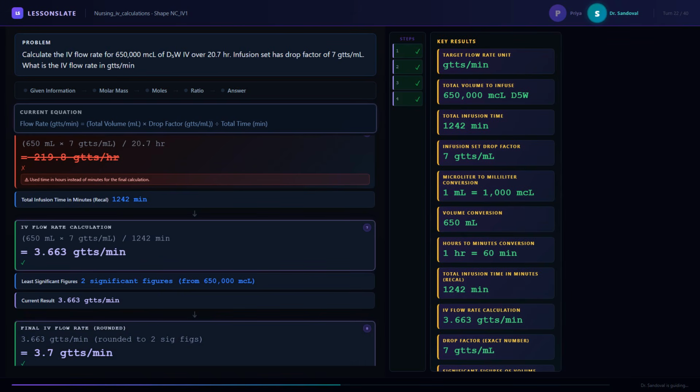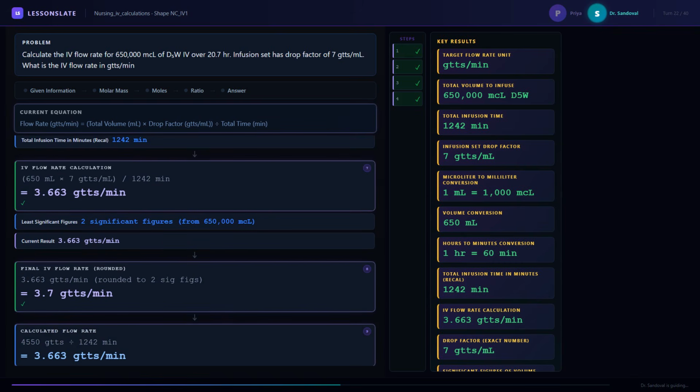That's absolutely perfect, Priya. You've correctly identified that since the 650,000 microliters has 2 significant figures, our final answer should also be rounded to 2 significant figures. So, 3.663 drops per minute rounded to 2 significant figures is indeed 3.7 drops per minute. Congratulations, you've solved the problem.